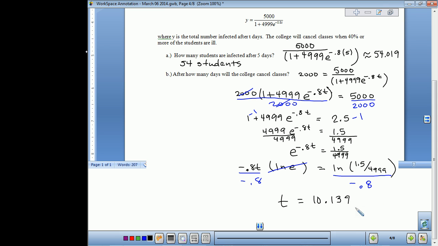So the dean of the school wakes up on the 10th day. Are we there yet? No. At the beginning of the 10th day, we're not there. So when will they cancel school? On the 11th day. Well, it just depends. What if you're living in dorms and half the people in the dorm are sick? Okay, you try number 2.